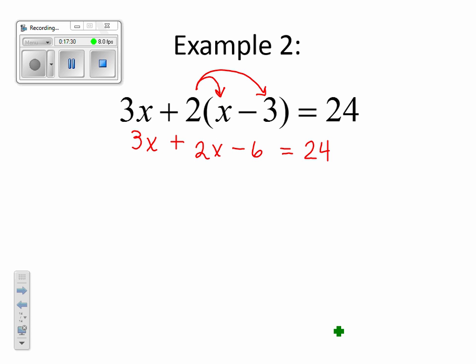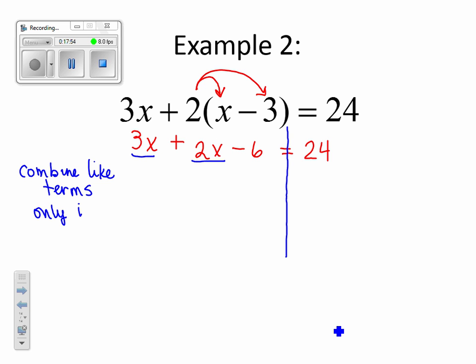And now we are going to solve for x. Now, this one, the equal sign is here, and the 2x and the 3x are on the same side, and if they are on the same side, we can combine like terms. Only if they are on the same side. So 2x plus 3x is 5x. Minus 6 equals 24.